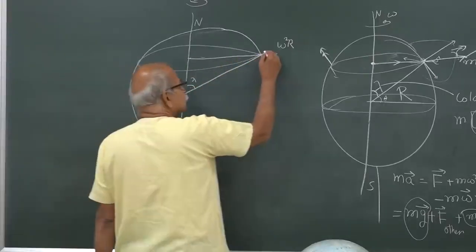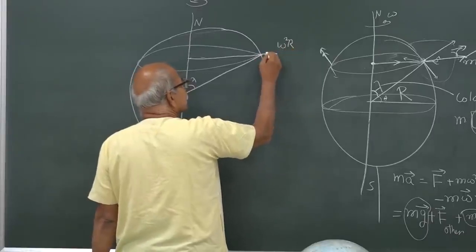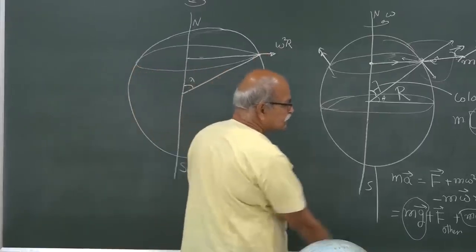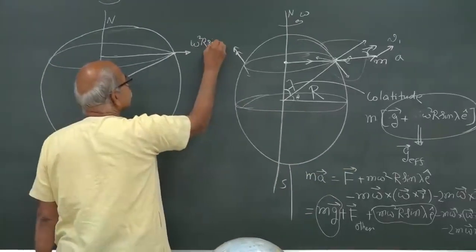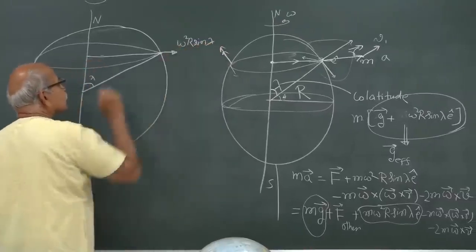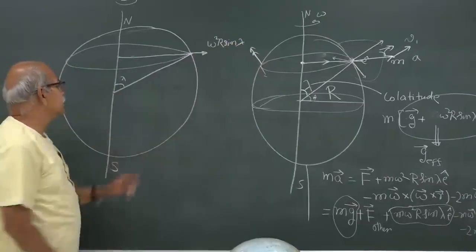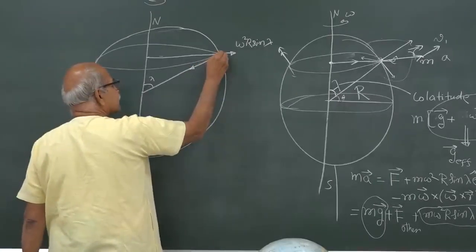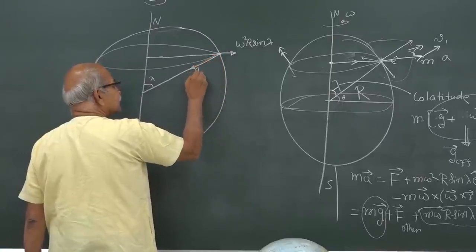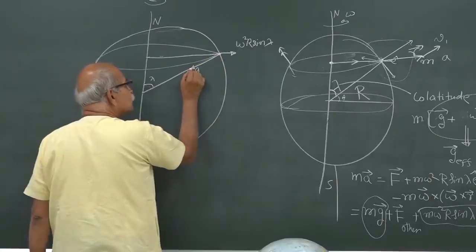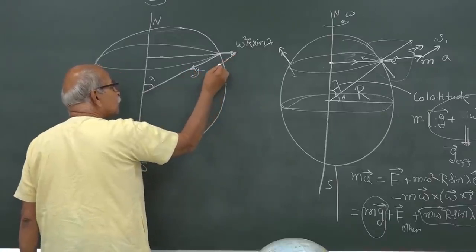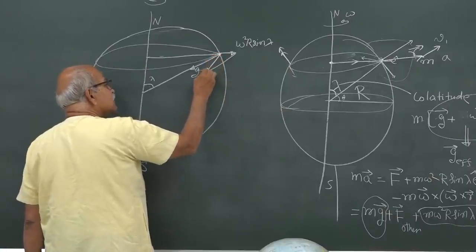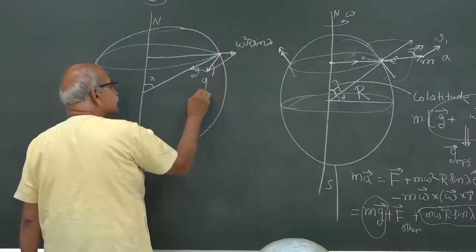So, if you see how much is this omega square R and then sin lambda in this particular direction, that is this term, and g is in this direction, 9.8 meter per second square, that g is in this direction, and the resultant of these two will give me the direction and magnitude of this g effective. So, this is our g effective.